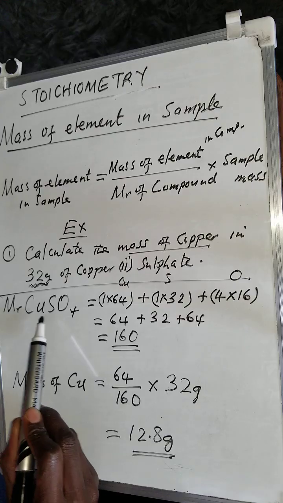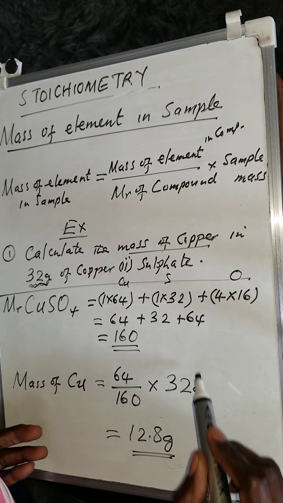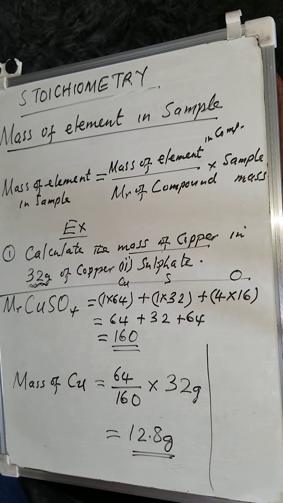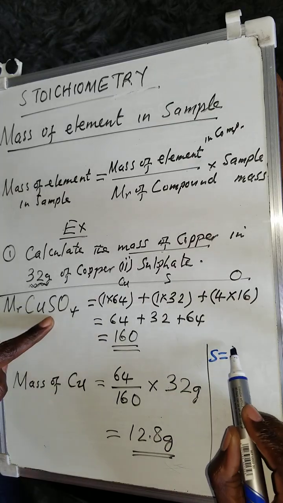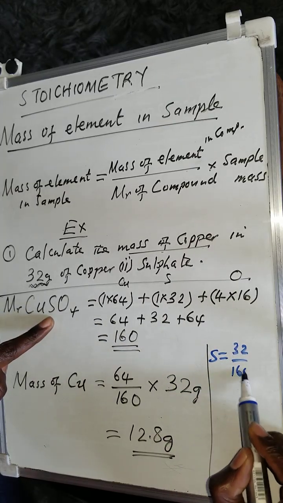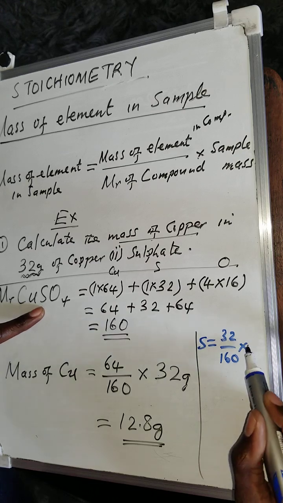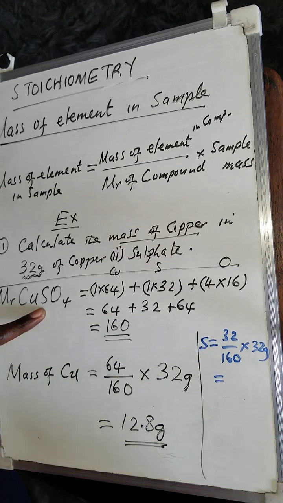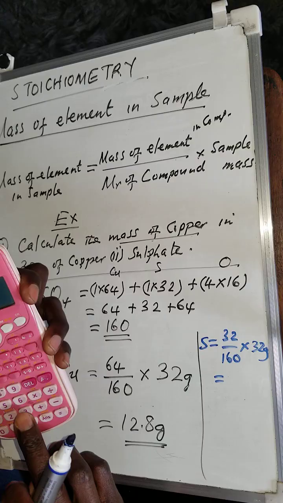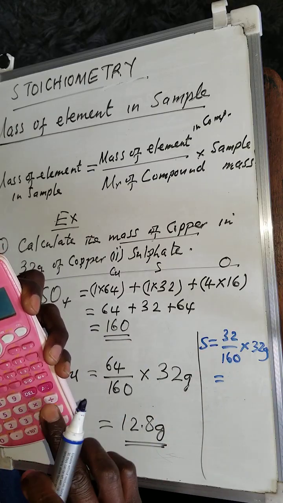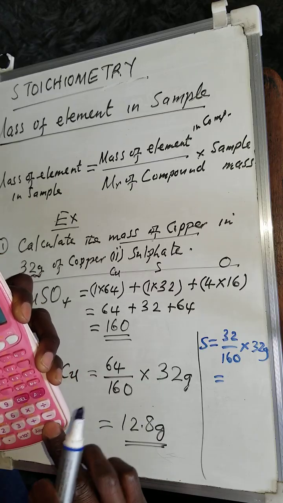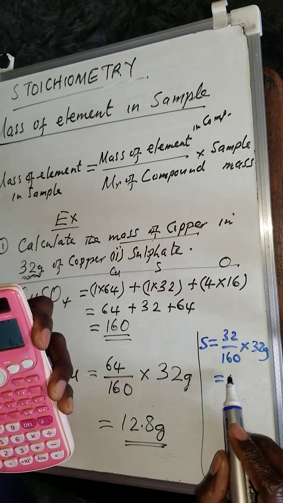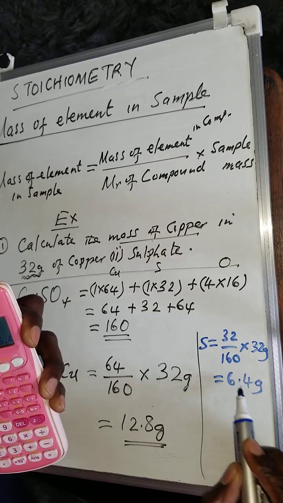You can find the other elements in the same way. Let me just show you how you can do that. Suppose I wanted to know the mass of sulfur. It would be the mass of sulfur, which is 32 over 160 multiplied by 32 grams. So it would be 32 times 32 divided by 160. It is going to give me 6.4 grams. So that would have given us sulfur.